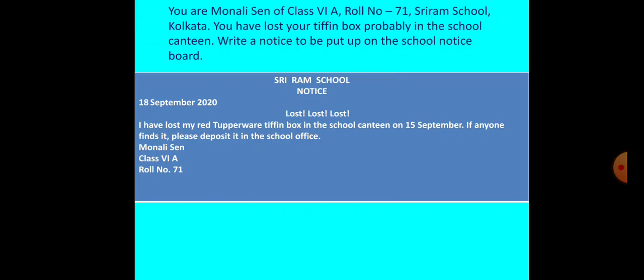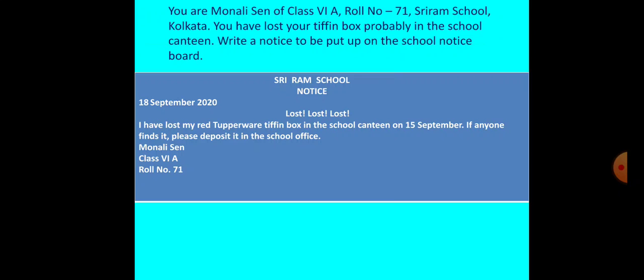Now we can see that the body of this notice is very much precise, very much formal and to the point, and everyone can read and understand very easily what the notice is actually stating or what it is about. So simple words, it has been written that I have lost my red Tupperware tiffin box in the school canteen. The date is mentioned when she has lost it, on 15 September. If anyone finds it, please deposit it in the school office.